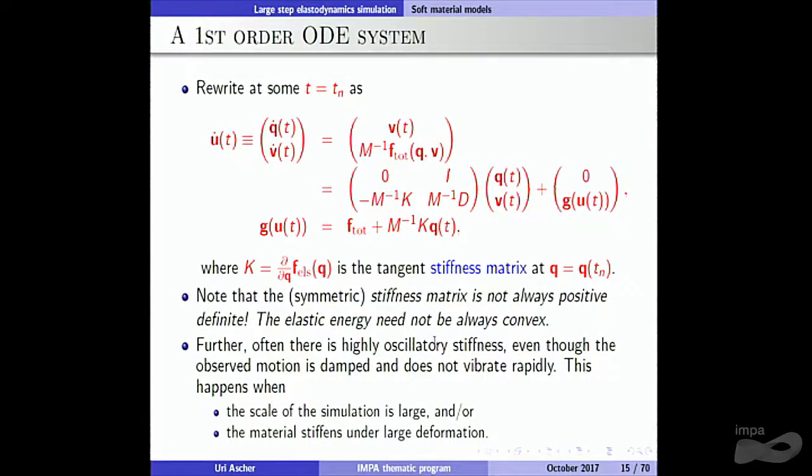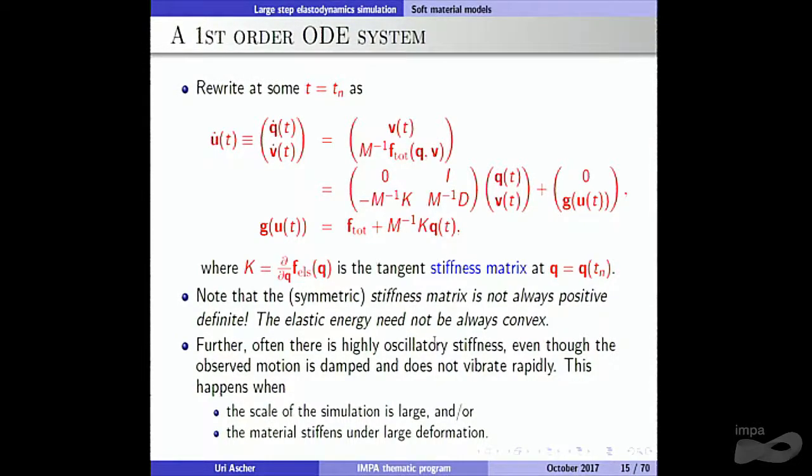So the first one says that the derivatives of Q are V, and this one says that the derivatives of V, which are accelerations, are equal to the mass inverse times the F total. And now we write this as a matrix. It's kind of linearization, exact linearization. We emphasize the important part, and then the rest we call G, okay? So that's going to be minus M inverse K here and M inverse D here. Okay? And K is the tangent stiffness matrix at Q.